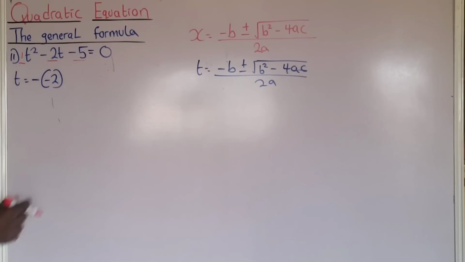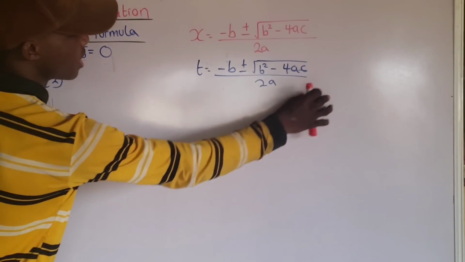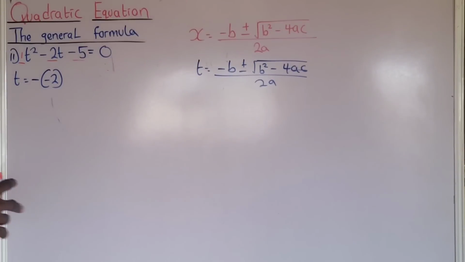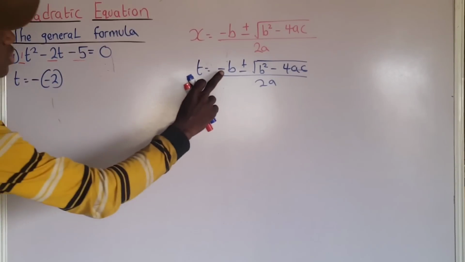Now, having identified your a, b, and c, by substituting the value of a, b, and c into this quadratic formula, or the general formula, you are going to arrive at the values of t. Are you paying attention? So now I substitute the value of b equals negative 2 into this quadratic formula.